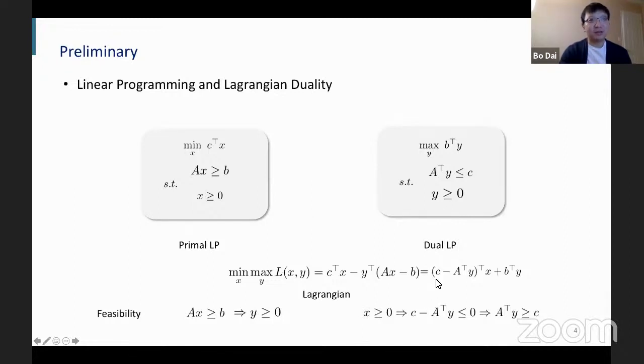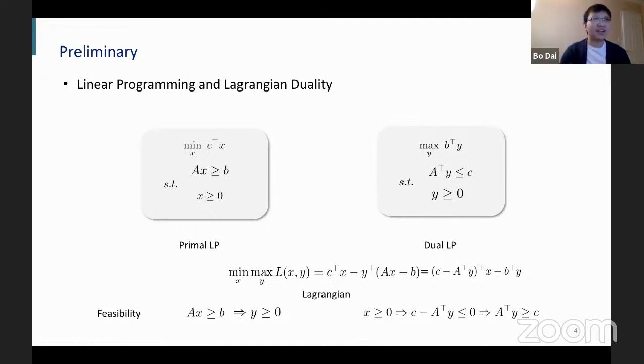Similarly, if we turn to this formulation, we know that x must be bigger than 0, and we are trying to maximize over y, which means we cannot have this component be positive. Otherwise, it goes to infinity. So we should make this component smaller than or equal to 0, which corresponds to A transpose y bigger than or equal to c. So this is how we derive these two constraints in the dual problem corresponding to the primal LP from the Lagrangian perspective.